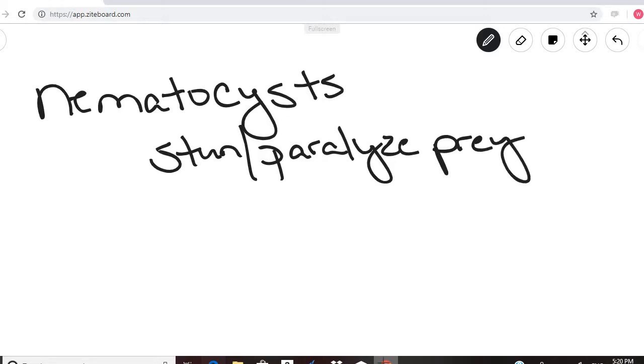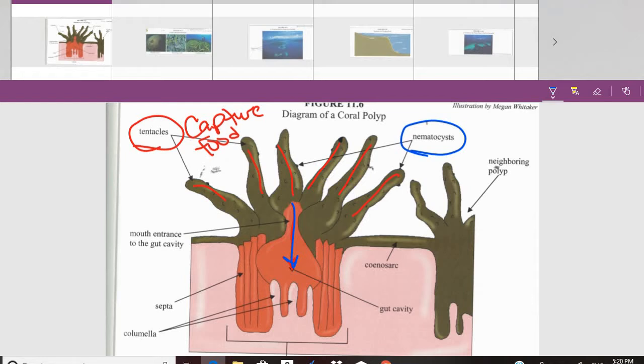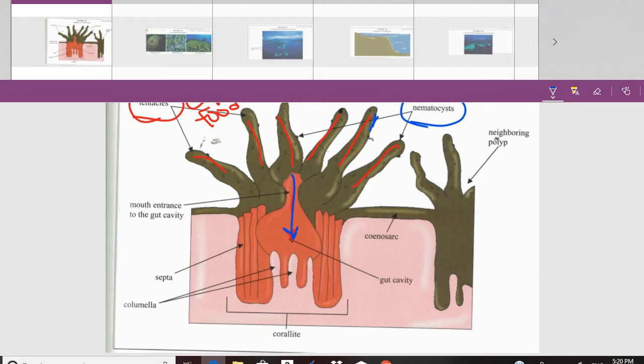So in the figure that we looked at, we can see at least where the nematocysts would be present on the tentacles. Coral live in colonies, so that means they live next to each other. And the other thing that I want you to see is that the coral polyp sits inside a calcium skeleton, which is called a corallite.